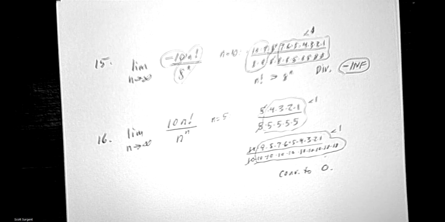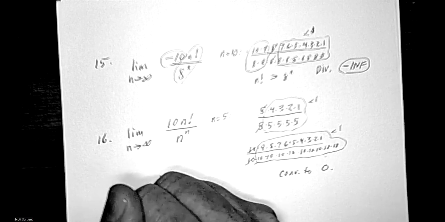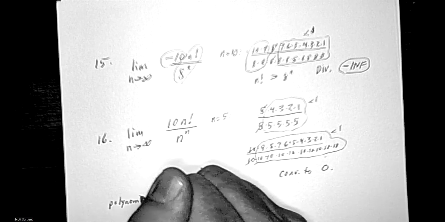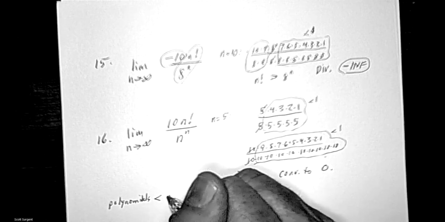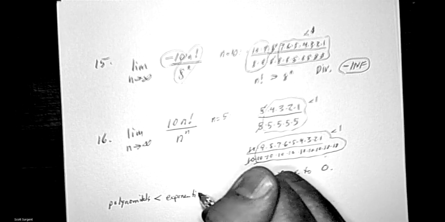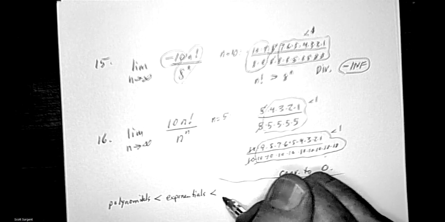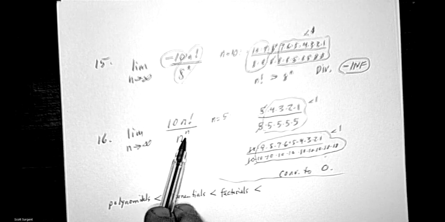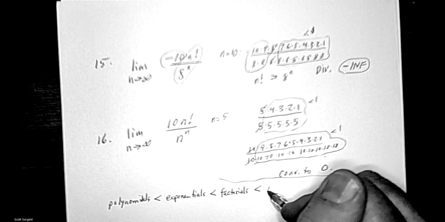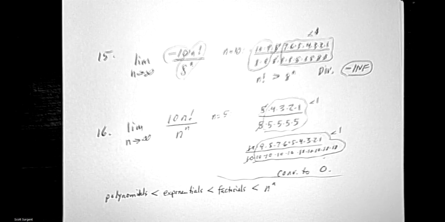So you have kind of an interesting hierarchy here. Polynomials are always less than exponentials, which are in turn always less than factorials, which are in turn, this doesn't have a name, I'll just write n to the n. So there's a certain hierarchy in the nature of these classes of functions.